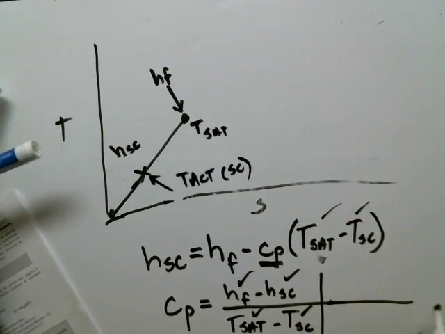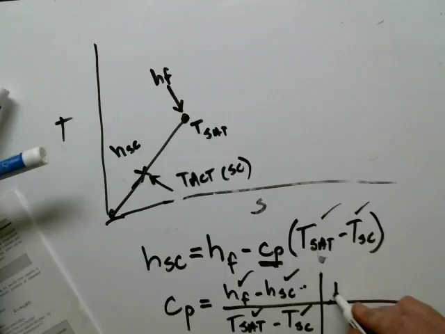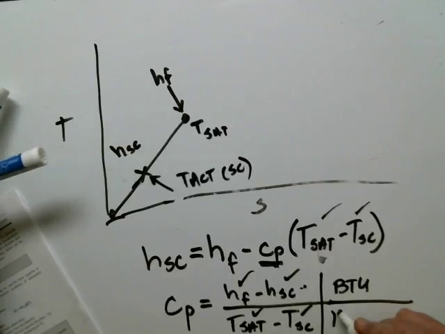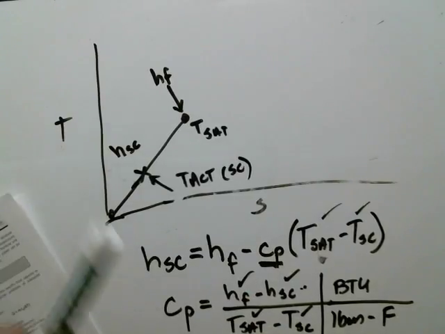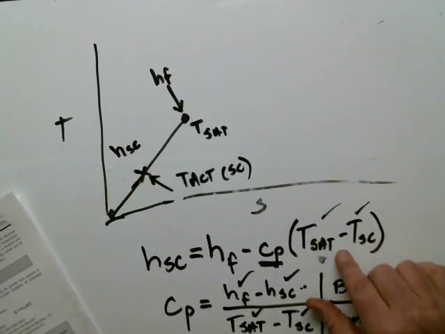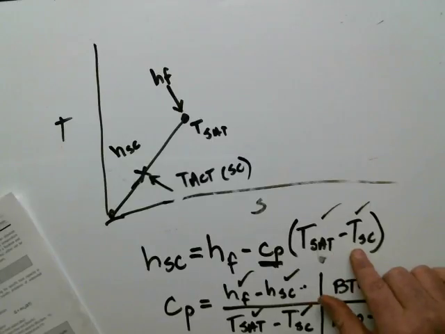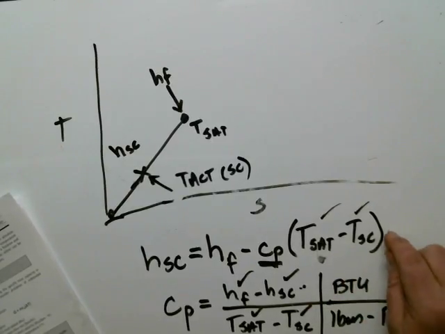And let's see what the unit would be. Enthalpy, specific enthalpy, is BTUs per pound mass, and the temperature unit is Fahrenheit. So this is a cool equation to be able to remember as well: enthalpy of a subcooled fluid equals H sub F minus specific heat capacity multiplied by the saturation temperature minus the subcooled temperature. This one's commit to memory.